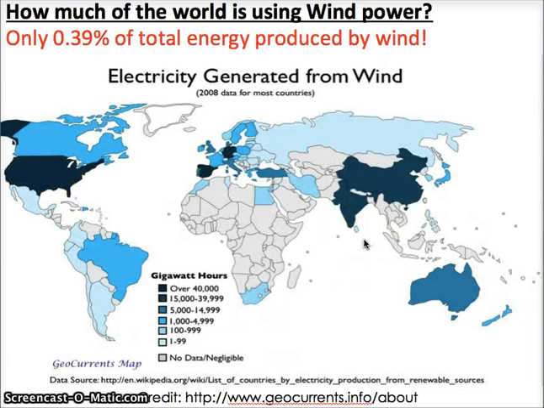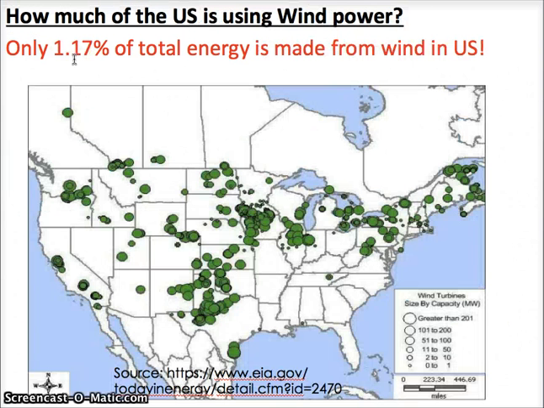This is a world map that shows which countries actually use wind power the most. And you can see the United States, some of Europe, China, and India are actually the leaders in wind energy. However, out of all the total energy in the world, it only accounts for 0.39%. So that's a very, very small number. We'll talk about why the number is pretty small in a minute.